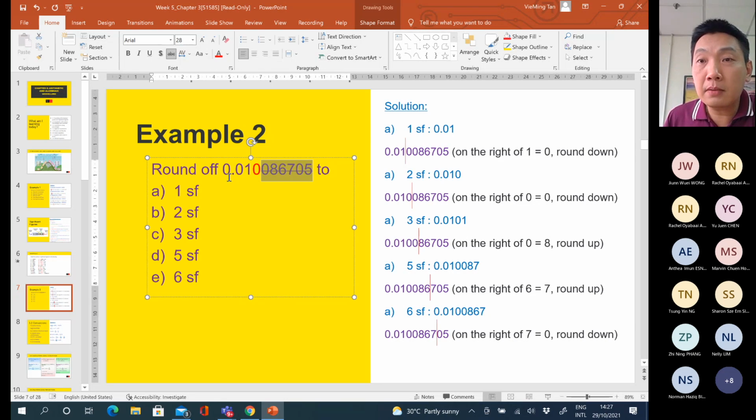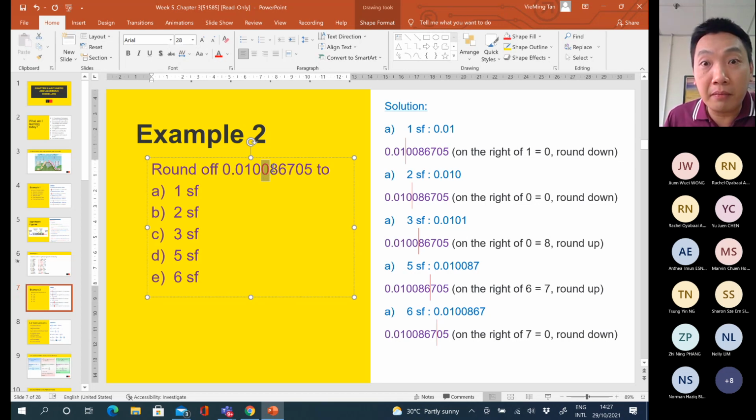0.010. Okay. Next. All right, 3 significant figures. This is the first, second, third. So this is the third significant figure, this one. Next to this number is 8.